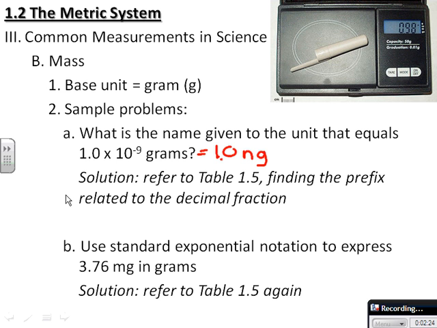So all we do, 3.76 milligrams in grams would be written like this: 3.76 times 10 to the negative 3rd grams. And that's all you would do for that.